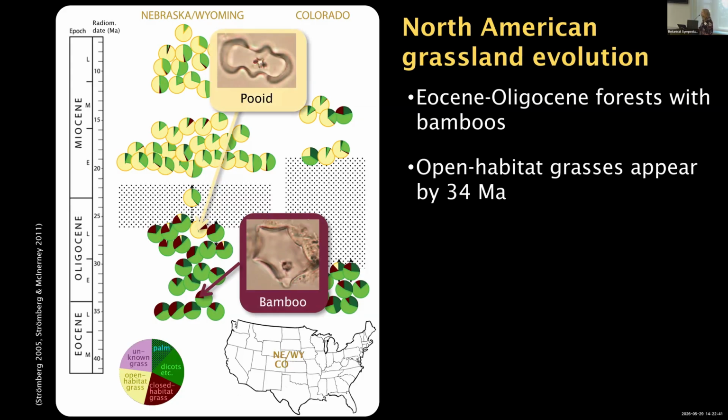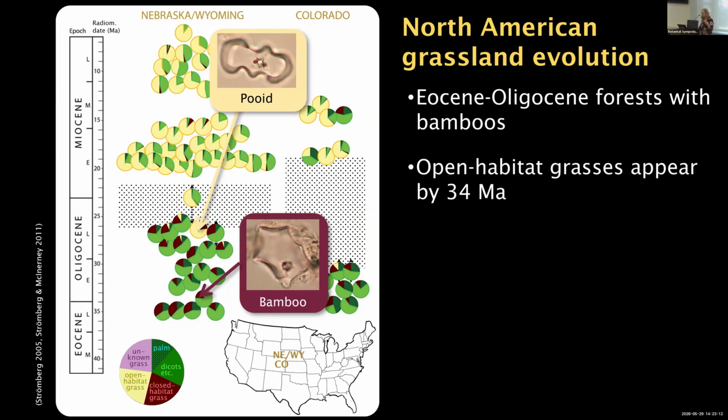But already by 34 million years ago, we see typical open habitat grasses appearing in low abundances initially. So we interpret this as these open habitat grasses maybe appearing in forest margins or glades or something like that. And then later, in the late Oligocene or early Miocene, and we do have some gaps, where there's no rocks to sample or there's some uncertainty, and that's the stippled areas there.